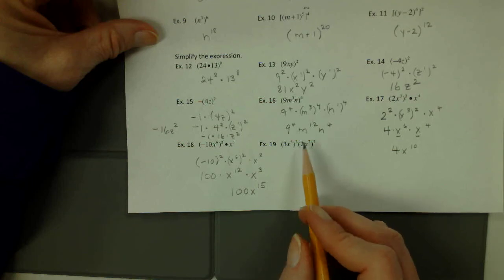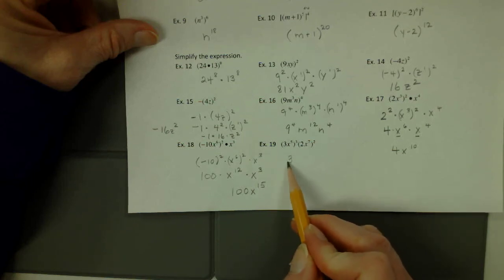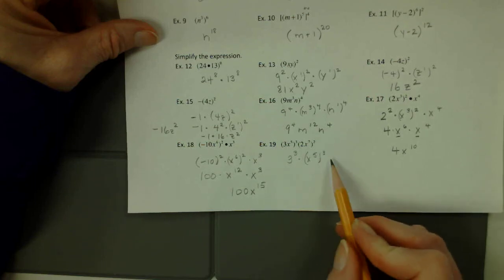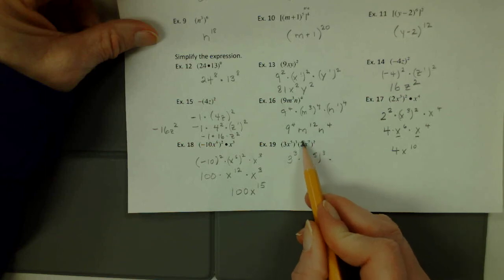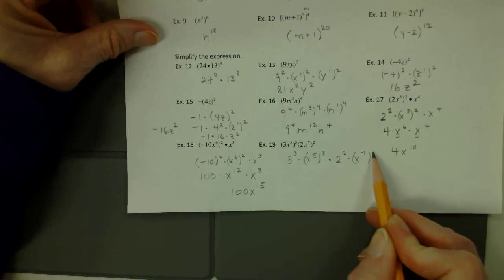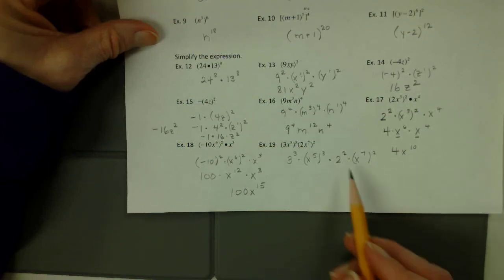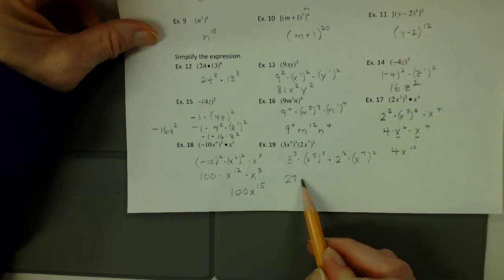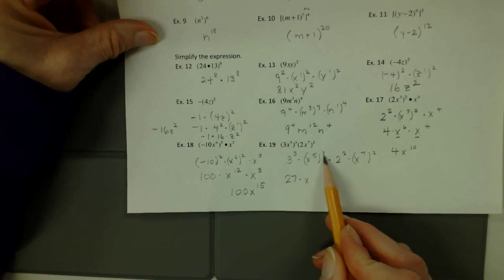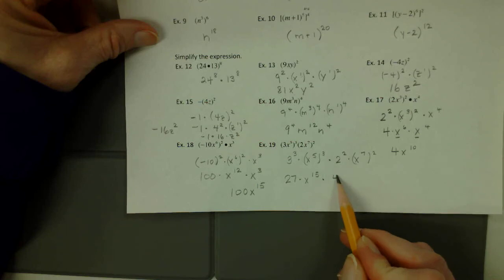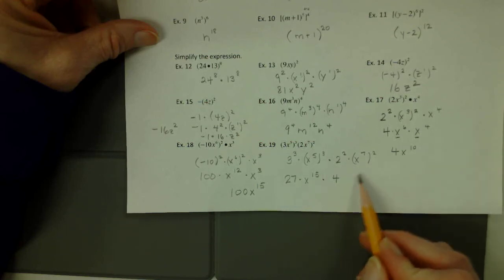Okay, and then the last example here, I'm going to distribute that power and say that's 3 to the 3rd times x to the 5th to the 3rd times, I'm going to distribute that 2, that would be 2 squared times x to the 7th squared. Okay, go back up, clean it up, 3 cubed, 3 times 3 times 3, that would be 27 times x power raised to a power, we multiply our exponents, times 2 squared, that's 4, and here's a power raised to a power, that's going to be x to the 14th.